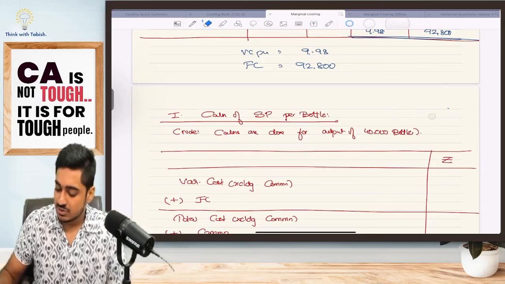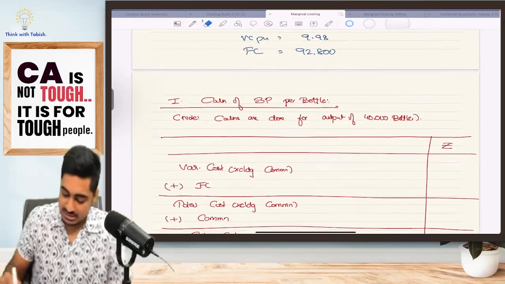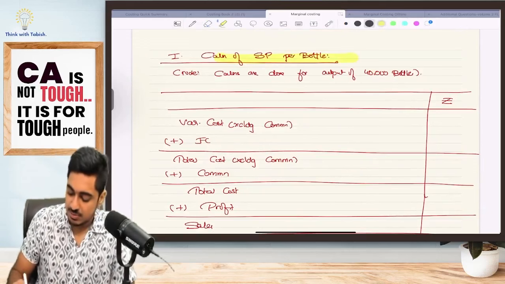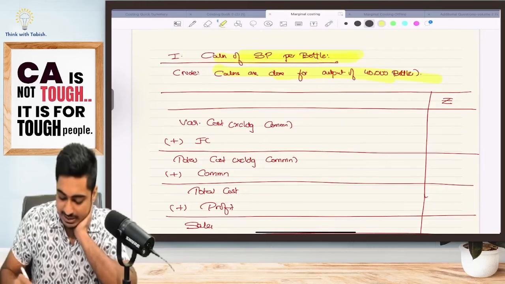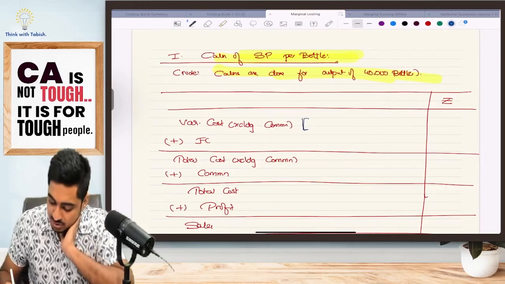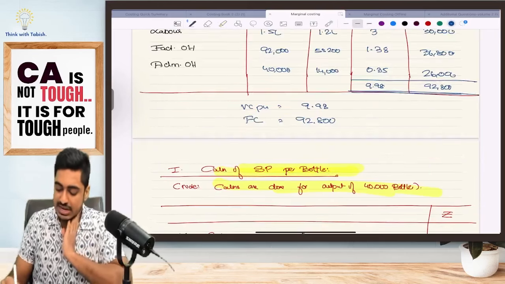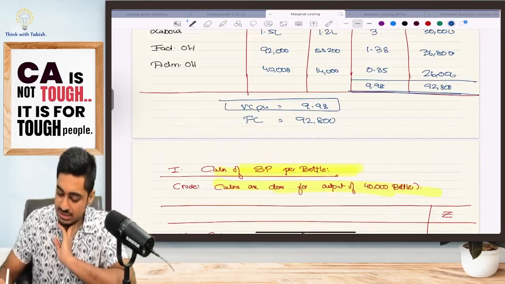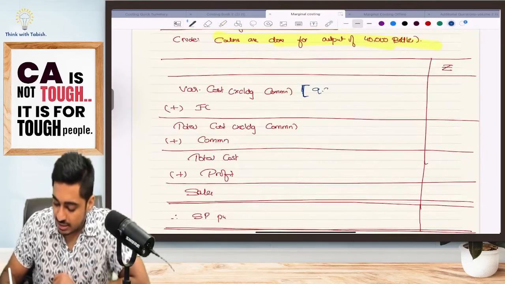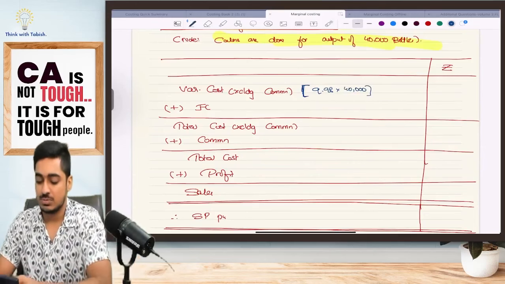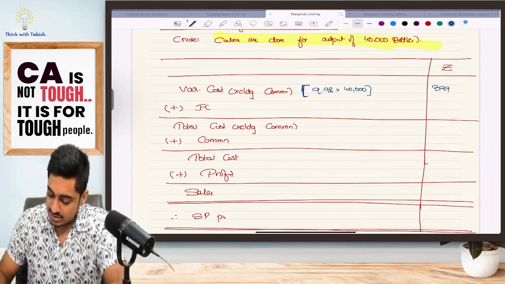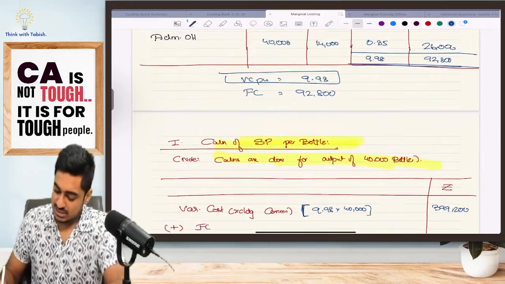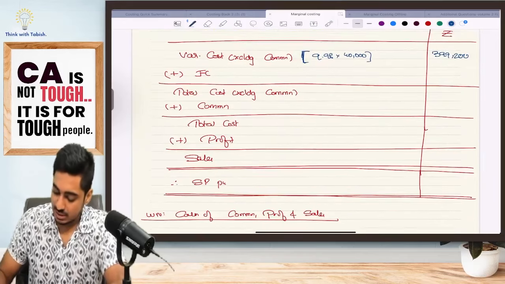Third standard, fourth standard, we used to do calculations like this. Pay attention. Calculation of selling price per bottle. Now every calculation we are doing is for an output of 40,000 bottles only. First, let me calculate my variable cost excluding commission. How much is my variable cost excluding commission? It is 9.98 per bottle into 40,000 bottles, so it is going to be 399,200. Yes or no, everyone? Yes, sir. How much is my fixed cost, students? It is going to be 92,800.